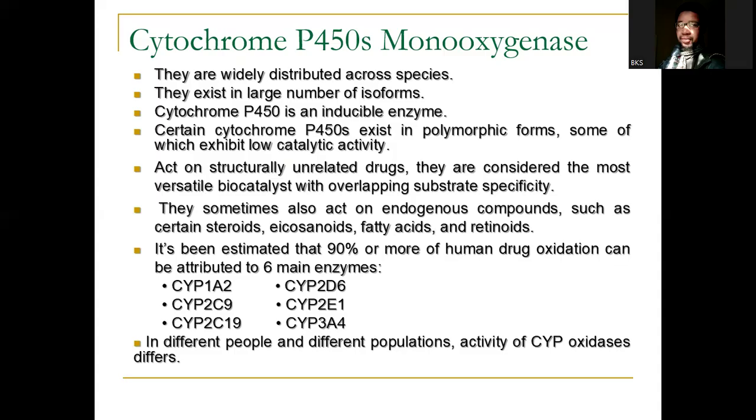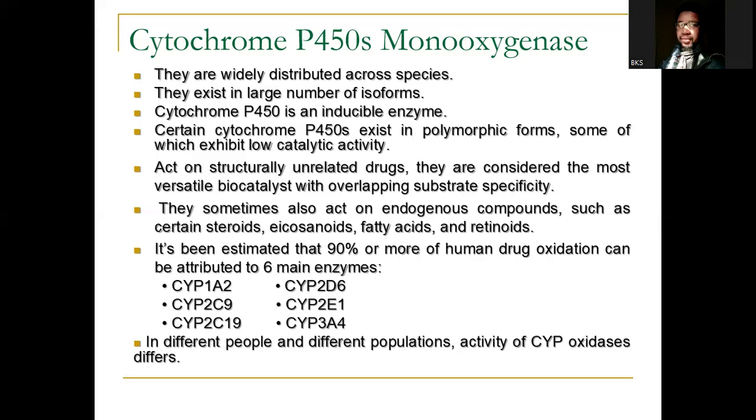Number one, it is widely distributed across different species. So this enzyme can be found in many species, microorganisms, bacteria, fungi, algae, etc. Number two, they exist in a large number of isoforms. You have a lot of isoforms of this enzyme.